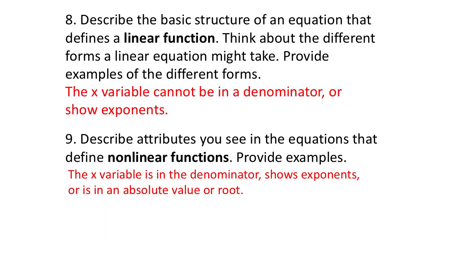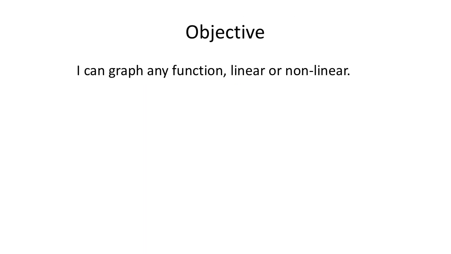So describe the basic structure of an equation. That's kind of what we talked about in the objective in the beginning. The x variable cannot be in a denominator or show exponents or square roots or absolute value. As long as you don't see any of that in an equation, then you know it's linear. If you start seeing x in the denominator or with exponents or absolute values or roots, then it is automatically not linear. So there's our objective. You should not only be able to graph any function, but you should know if it's linear or not linear.